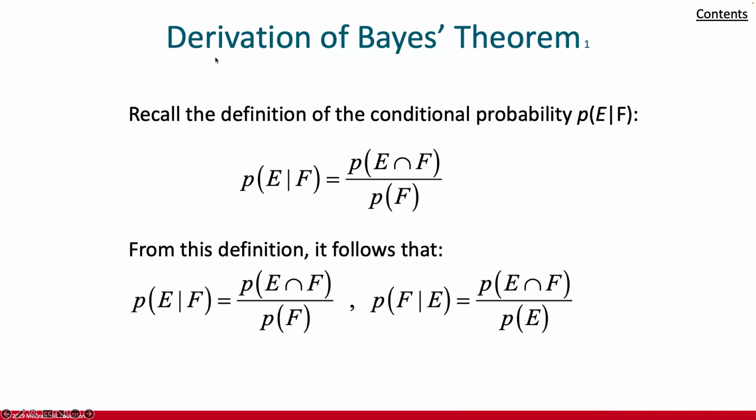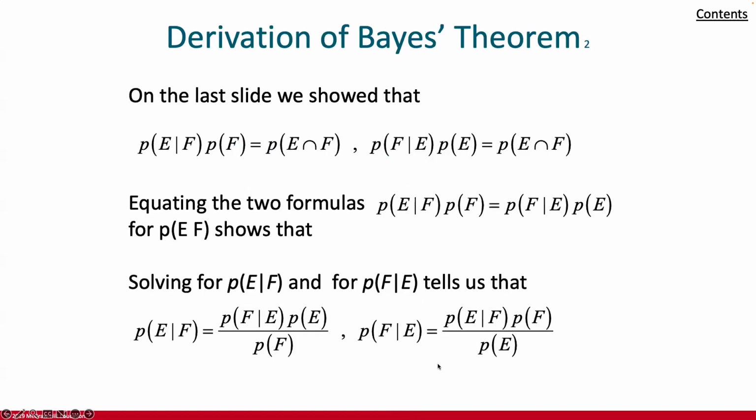So we can look at the derivation of Bayes' theorem. I'm not going to walk through this, but you can see Rosen for some more details about that.